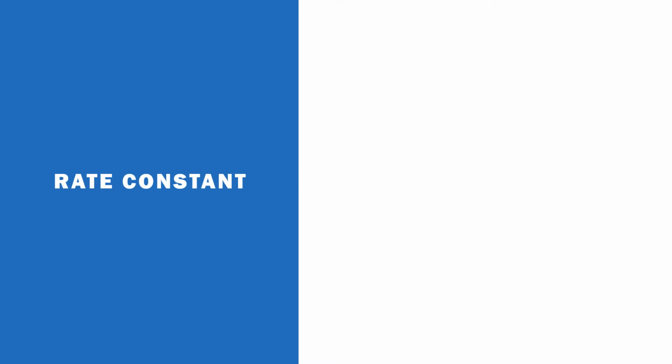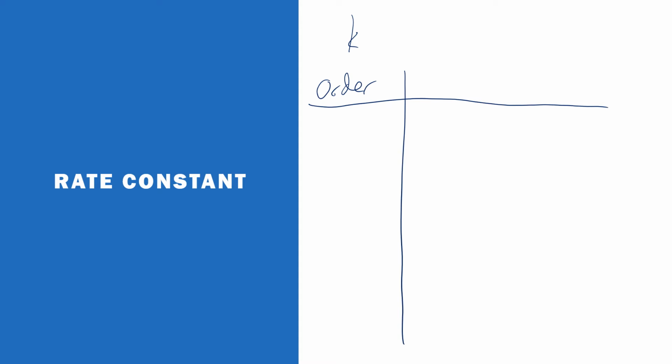So let's talk a little bit more about that K, the rate constant K. K is always lowercase k, and the unit of K depends on the order of the overall reaction. So I'm going to make a little table here to help you out. So the order, let's say it's 0 order, then the units for K.